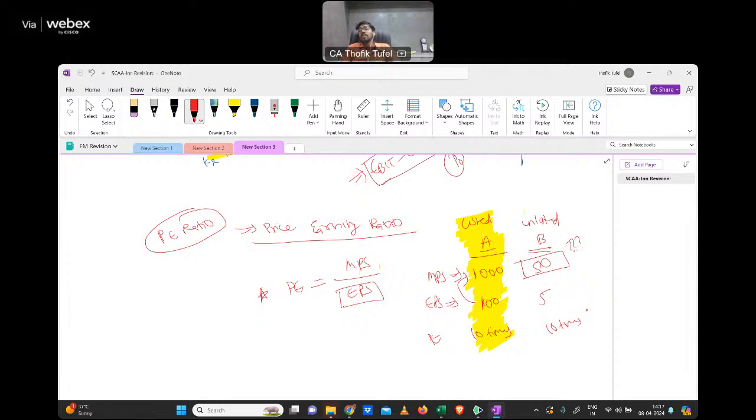Industry P/E ratio is 10 times, so this should be valued at 1,000 rupees. But right now, the market price per share is 800 rupees, which means it is undervalued. If it is undervalued, you will purchase. If it is overvalued, you will sell. So that is the concept of the P/E ratio.